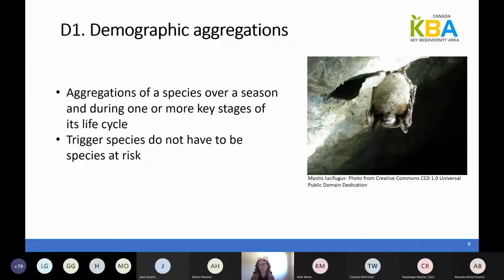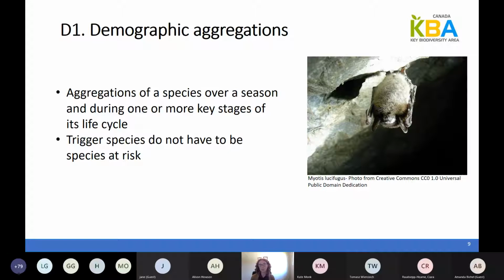So another type of KBA that could be triggered would be D1, which is for demographic aggregations. These are for aggregations of a species over a season and during one or more key stages of its life cycle. So again, these trigger species do not have to be species at risk, but these sites hold a large enough amount of the population during these key life stages that if we were to get rid of these sites, the species would again potentially be at risk for continuation.